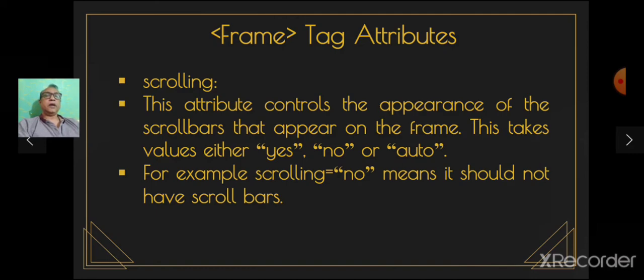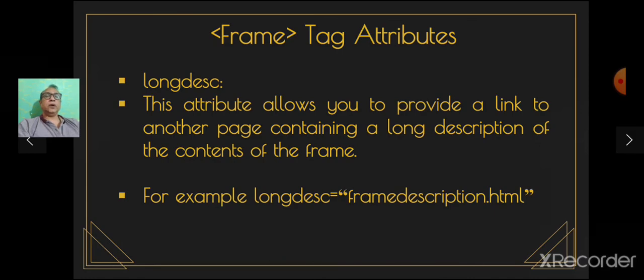Scrolling. This attribute controls the appearance of the scroll bars that appear on the frame. This takes values either yes, no, or auto. For example, scrolling equal to no means it should not have scroll bars. Longdesc. This attribute allows you to provide a link to another page containing a long description of the contents of the frame. For example, longdesc equal to, in the double quotes, framedescription.html.